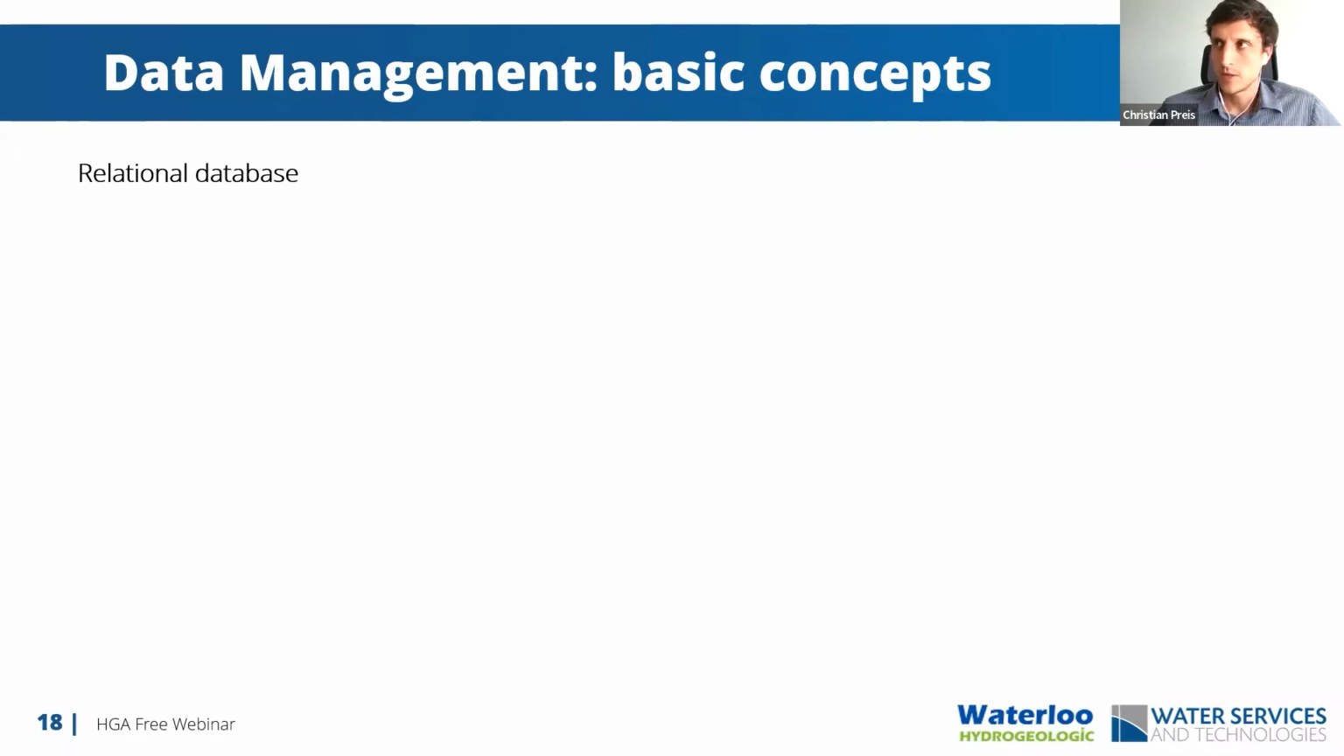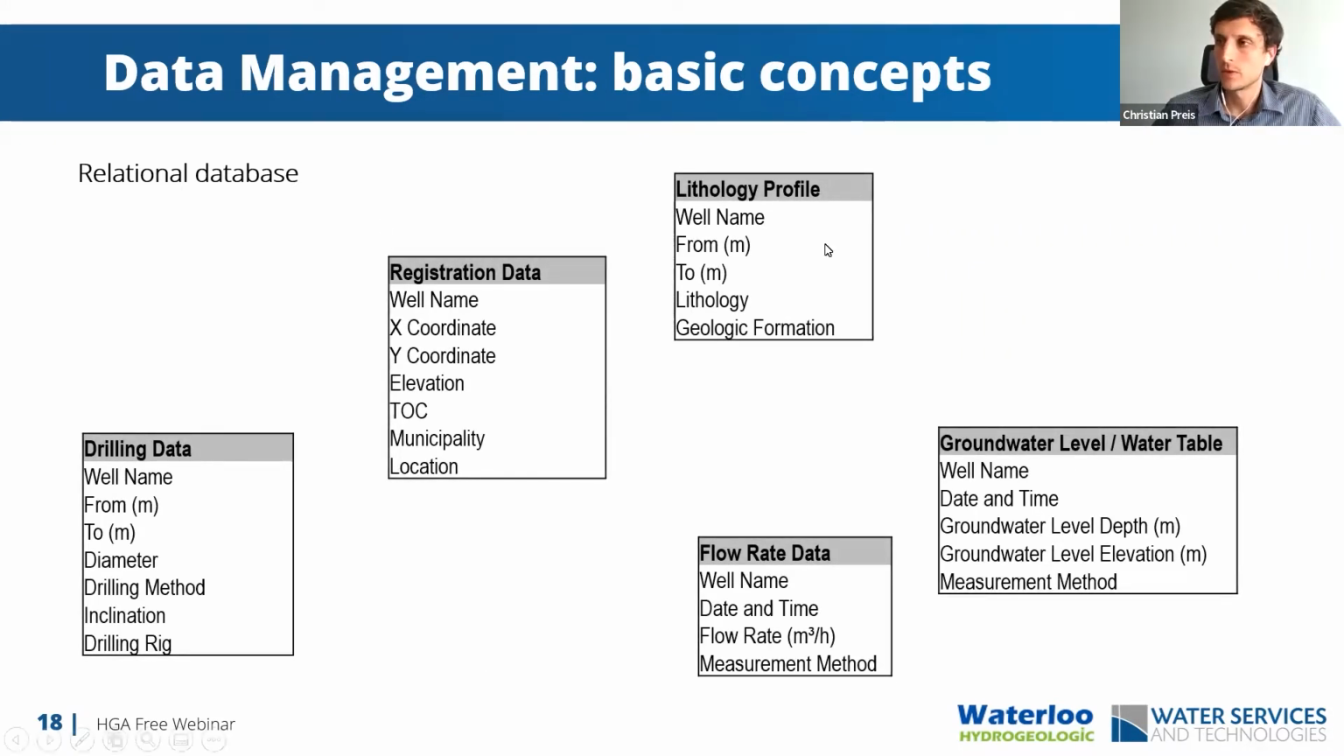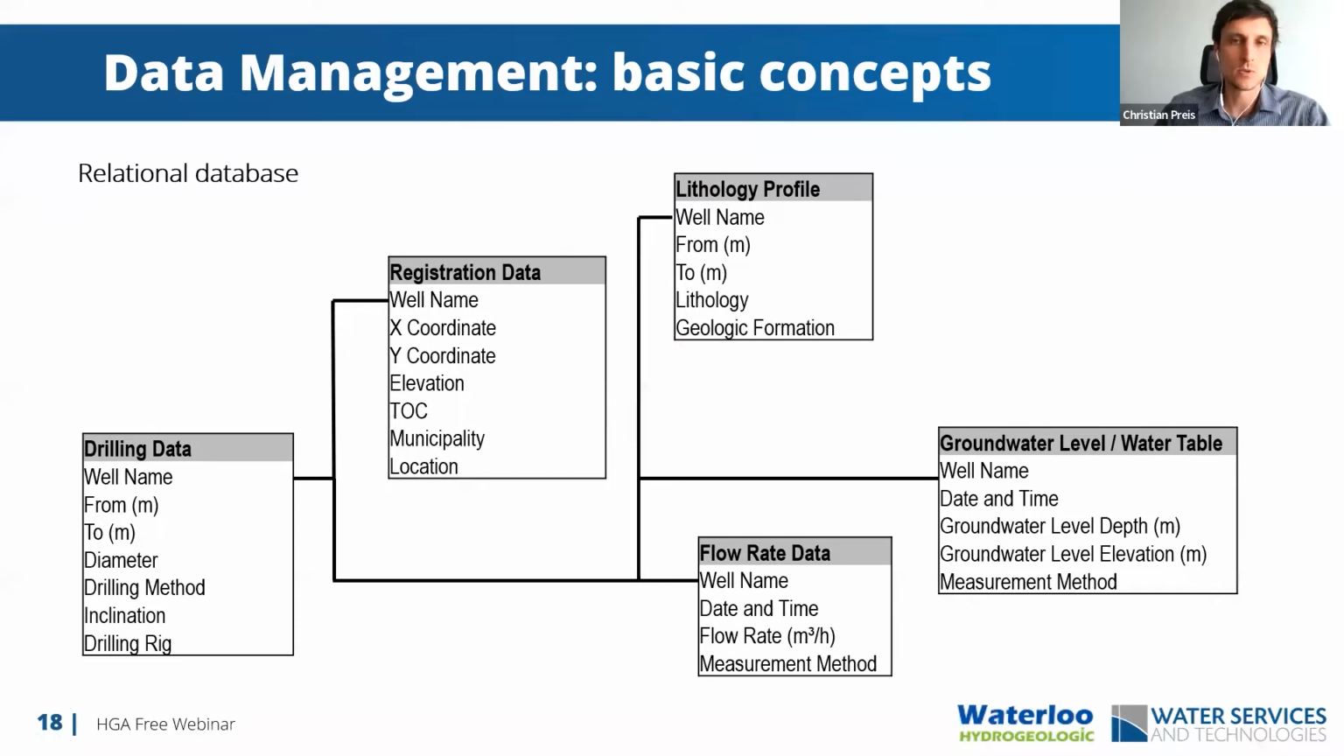And another concept that is important to know is relational database. What's a relational database? So for example, in our database, we have different tables. We have a table for drilling data, for registration data, for lithology profile, flow rate data, and for groundwater level. And these tables by themselves are alone, they only work with themselves. But in a relational database, we can make a connection between all these tables because they have something in common, which is the well name.